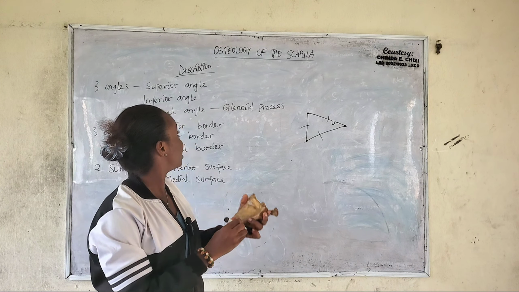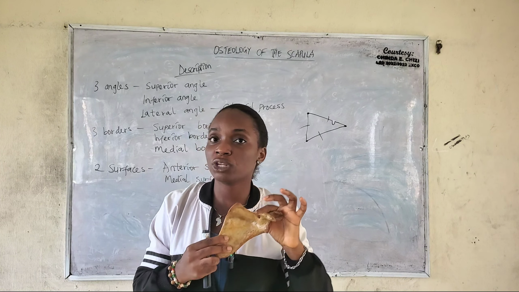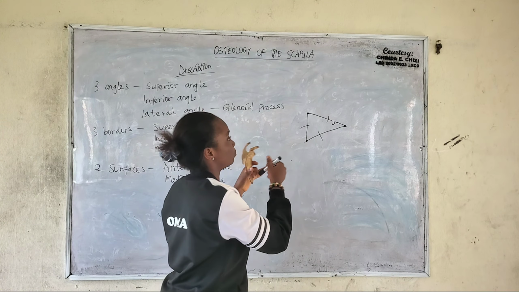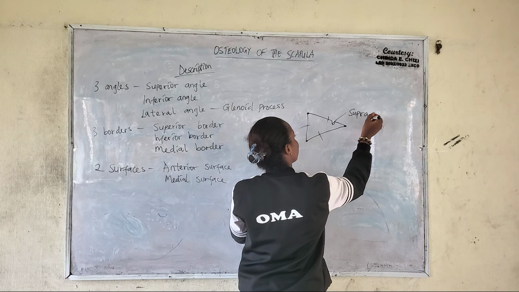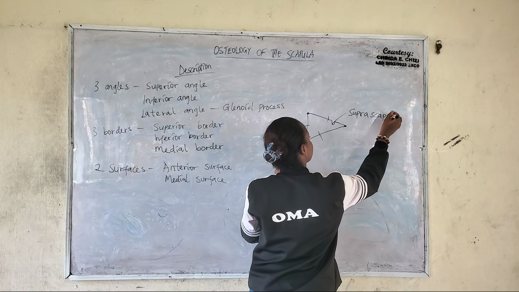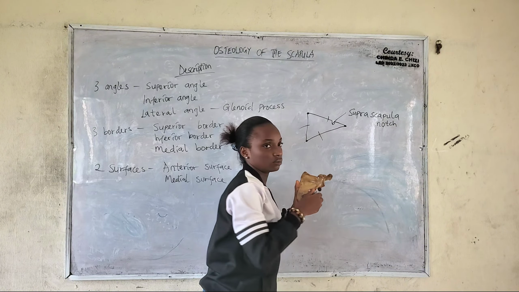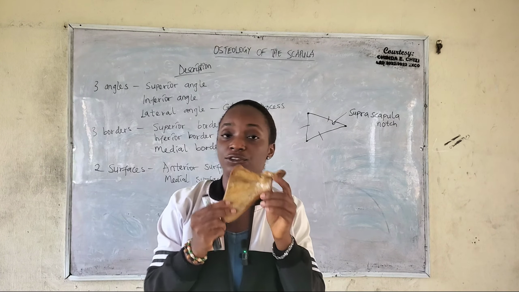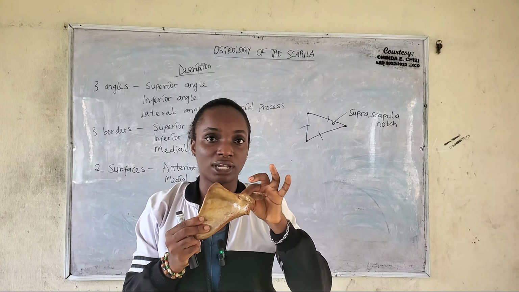The superior border has an opening which we call the suprascapular notch. You see this opening? It's called the suprascapular notch. I believe you're with me. The superior border has an opening, which is the suprascapular notch.